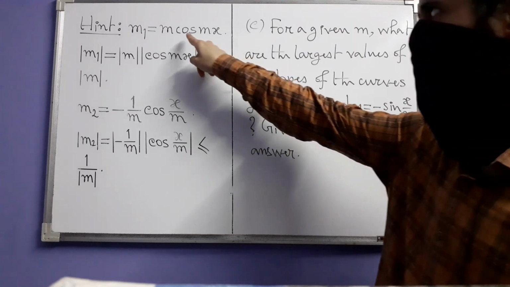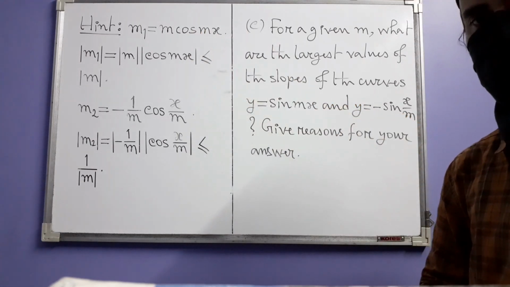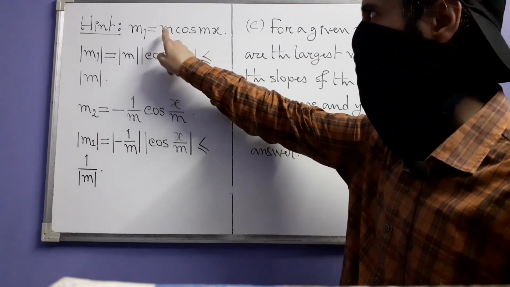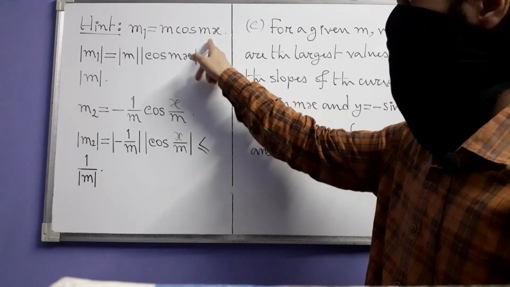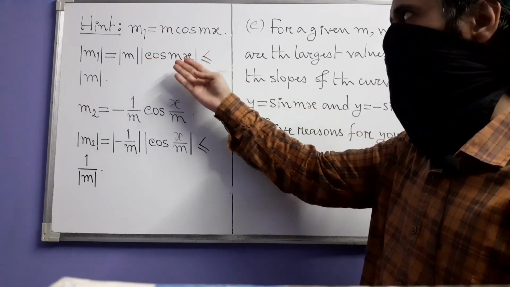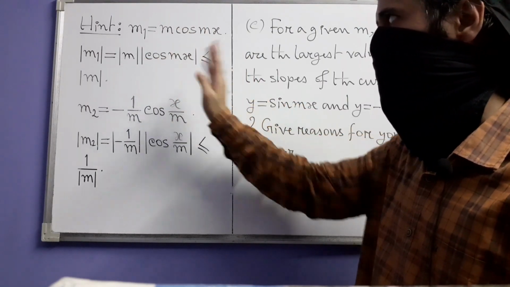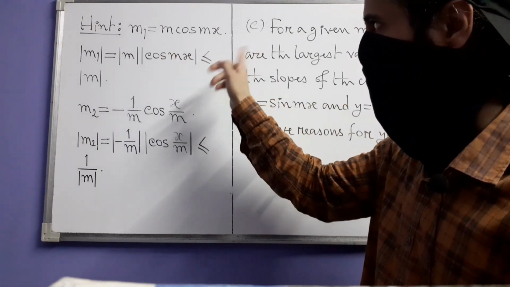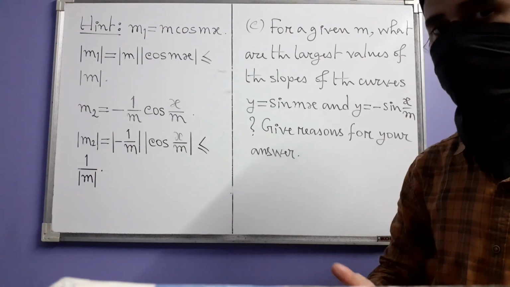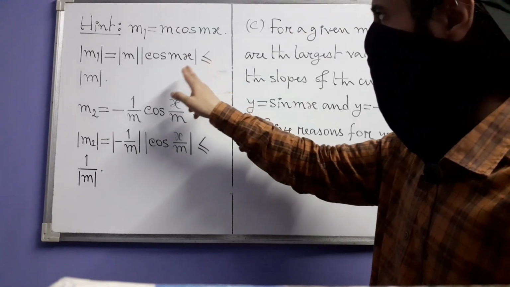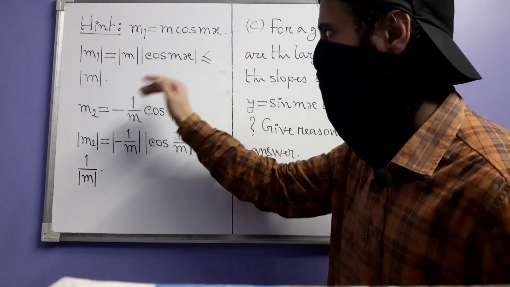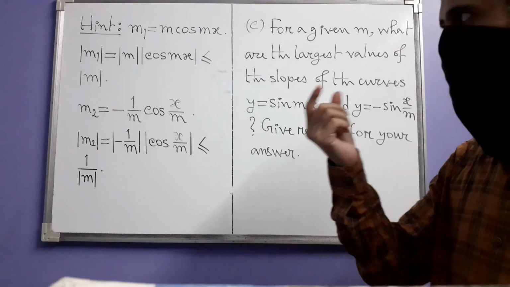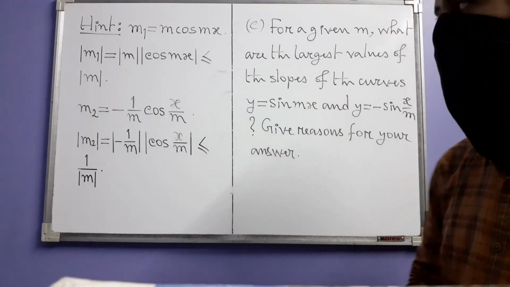You differentiate this using the chain rule. Differentiating sine first, you get cos of the inner room mx, and then you differentiate the inner room, which gives you m. So the slope m1 is m cos mx, and then you look at its absolute value. So that will be equal to the absolute value of m times the absolute value of cosine of mx. You know that the absolute value of cosine is less than or equal to 1. So the largest that this slope can be is the absolute value of m.